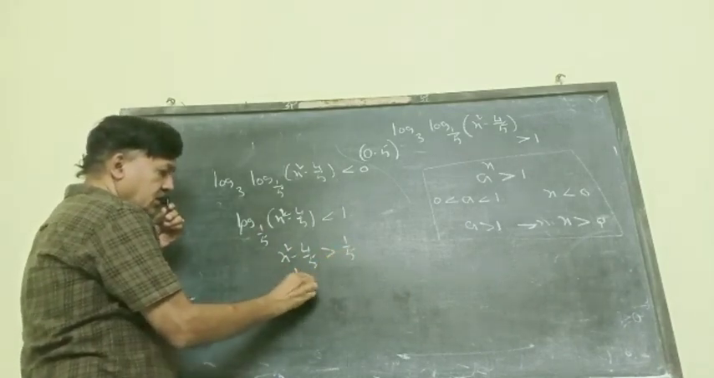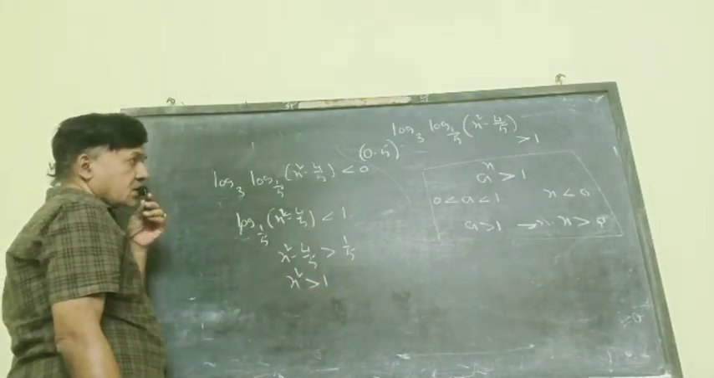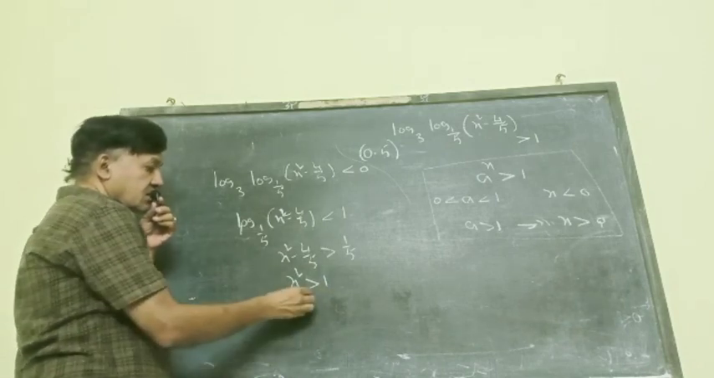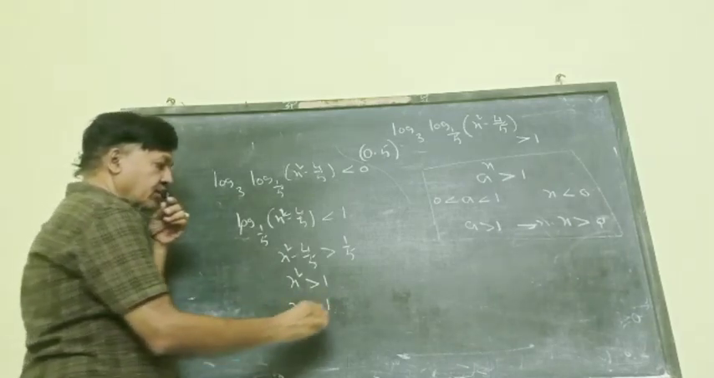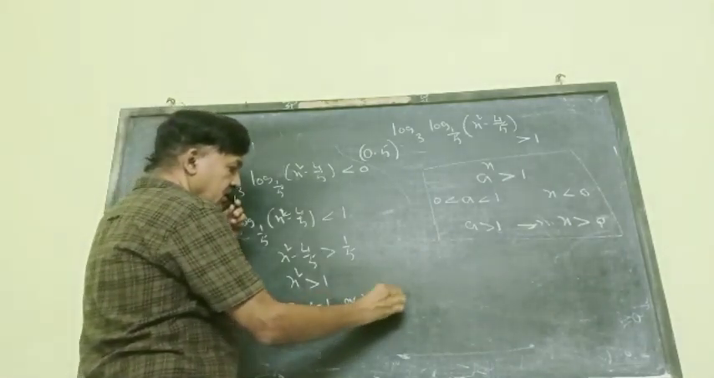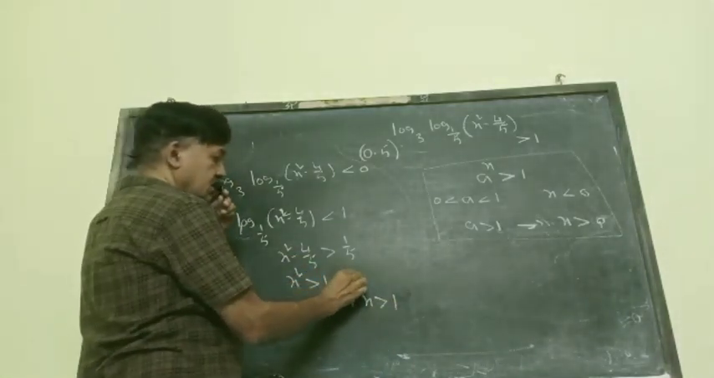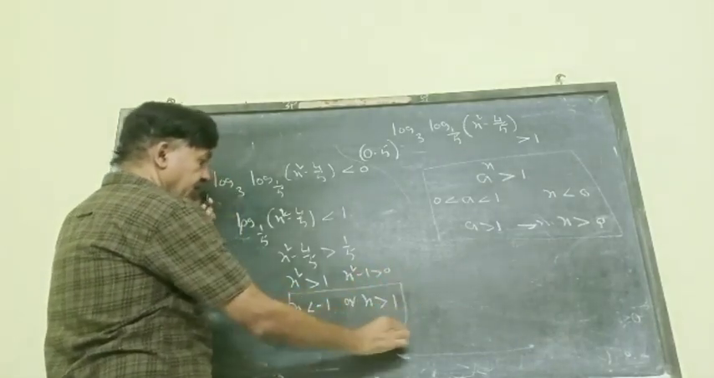So you will get x square greater than what? 1. x square is greater than 1. Therefore, x is less than minus 1 or x is greater than 1. Solve that inequality, so this is actually x square minus 1 greater than 0. If we solve, we will get like this.